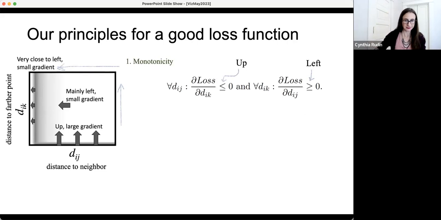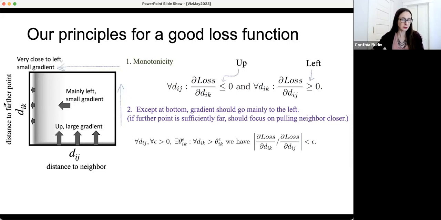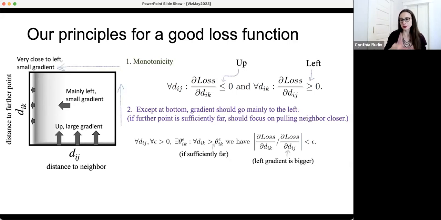So up and to the left. The second principle is that except at the very bottom, the gradient should go mostly to the left. As long as your enemy is far enough away from you, you should be gradually pulling your friends toward you. You should exert a gentle force on your friends. So things should go mainly to the left. And we've written everything in terms of derivatives just so that everything's scale invariant, because the gradients are just compared to each other. So you can scale the loss by whatever you want, and the principles are still okay. All right, so gradient goes to the left.